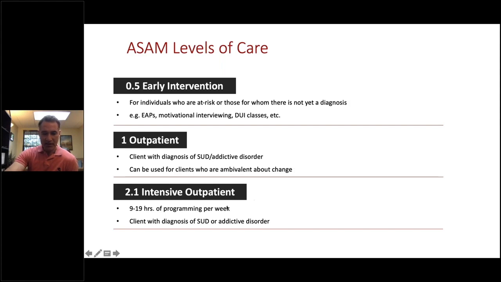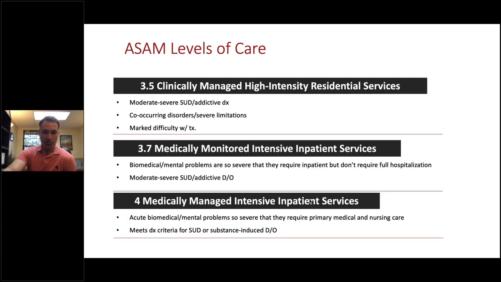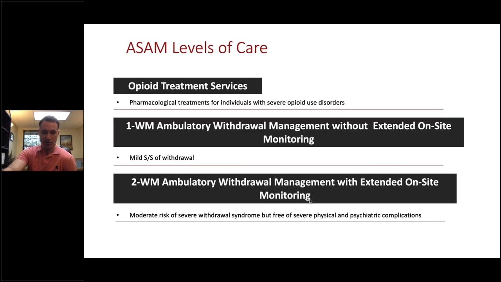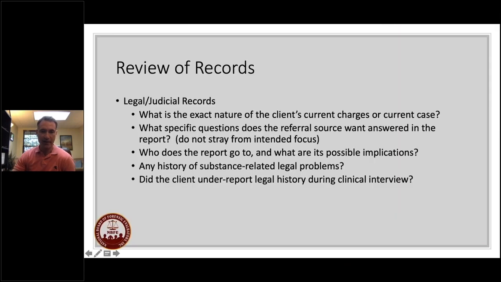Then we move up to intensive outpatient, which is at least 9 hours of therapy a week. Usually we're seeing moderate to severe substance use disorders here. Then we move up to partial hospitalization or day treatment, which is a minimum of 20 hours per week, which is basically you saying that the client is just a hair below what they would need to be hospitalized or to be in residential. And then you move up to various forms of residential care, depending on what the client's needs are in terms of co-occurring disorders and so forth. So again, the resource is the ASAM treatment criteria. That's the resource I'd recommend using for that.